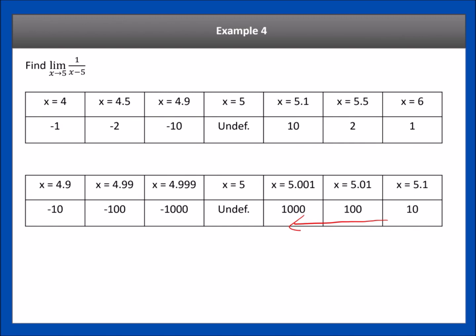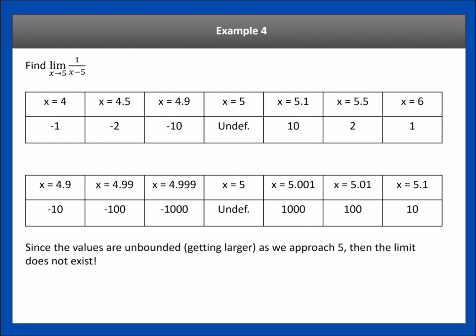And therefore the limit does not exist, right? So we're going to say the limit does not exist here. There's two reasons. It's unbounded. In addition, it's going in opposite directions. One is going to negative infinity, the other is going to positive infinity. If you think about it, that makes sense.